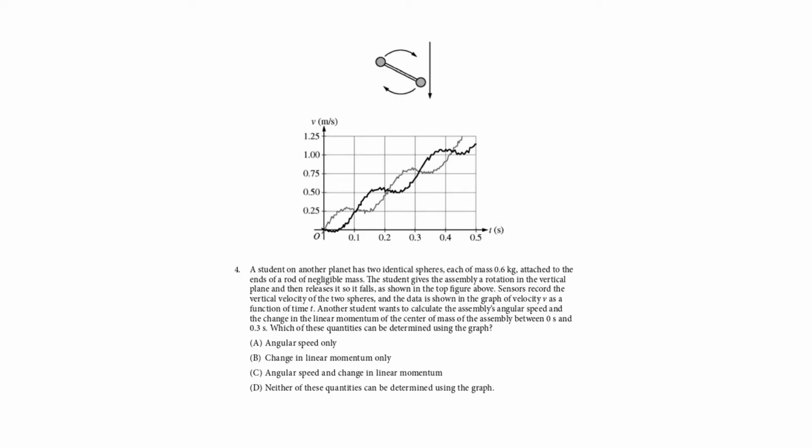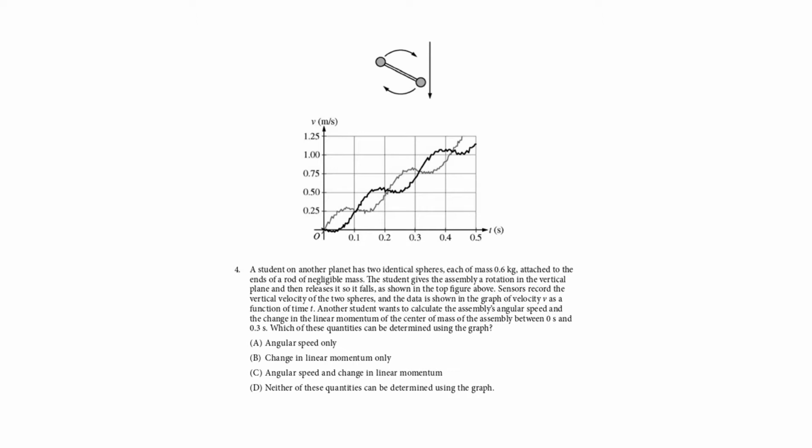All right, so for this one, a student on another planet. So we don't know what gravity is. That's all they're trying to say. The student has two identical spheres of mass 0.6 attached to the ends of a rod of negligible mass. The student gives the assembly a rotation in a vertical plane and releases it so it falls. Sensors record the vertical velocity of the two spheres, and the data shows the velocity as a function of time. Another student wants to calculate the assembly's angular speed and the change in linear momentum of the center of mass between 0 and 0.3 seconds. Which of these quantities can be determined using the graph? So which can we figure out using the graph?